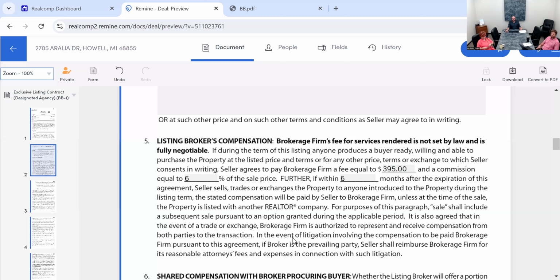In the event of litigation involving the compensation to be paid to the brokerage firm pursuant to this agreement, if the broker is the prevailing party, seller shall reimburse the brokerage firm for its reasonable attorney's fees. So if we have to sue our client, and we win, then they have to pay our bills and expenses.